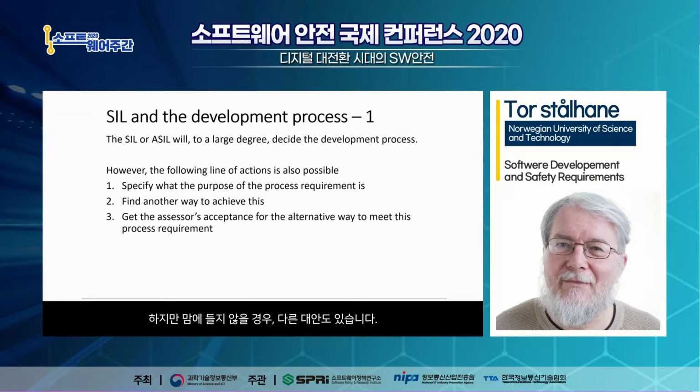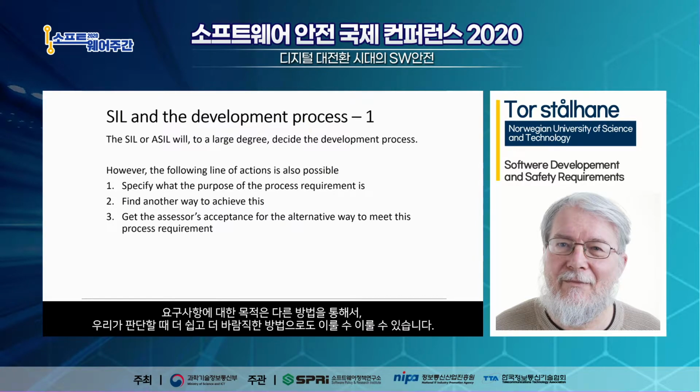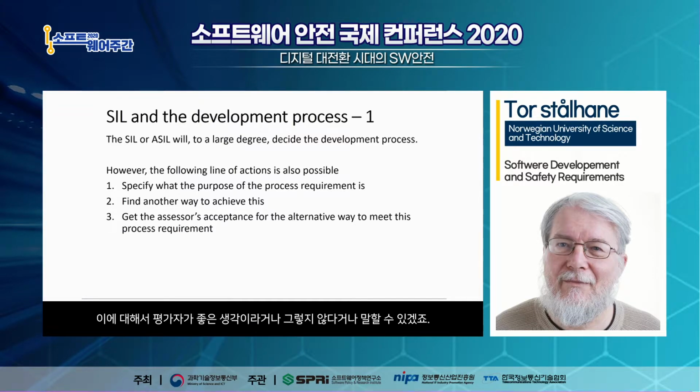On the other hand, if we don't like what we see there is always an alternative. Specify what the purpose of the process requirement is. Find another way to achieve it, and give the assessor the idea and get his acceptance for the alternative way to meet this process requirement. You say, the purpose of this requirement is to achieve so and so, but we can achieve this in another way, which we think is simpler or better. And here is what it is. And the assessor will say, yeah, that's great, or no, that's not so great. Just remember there is a way out.